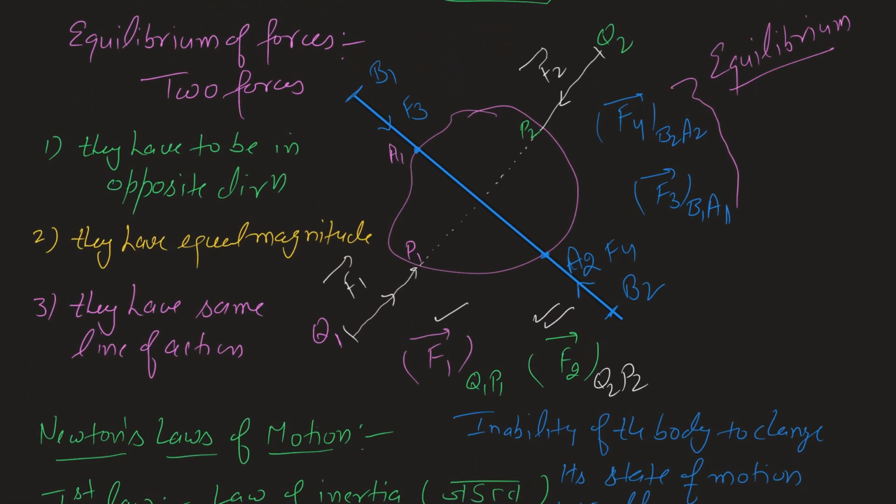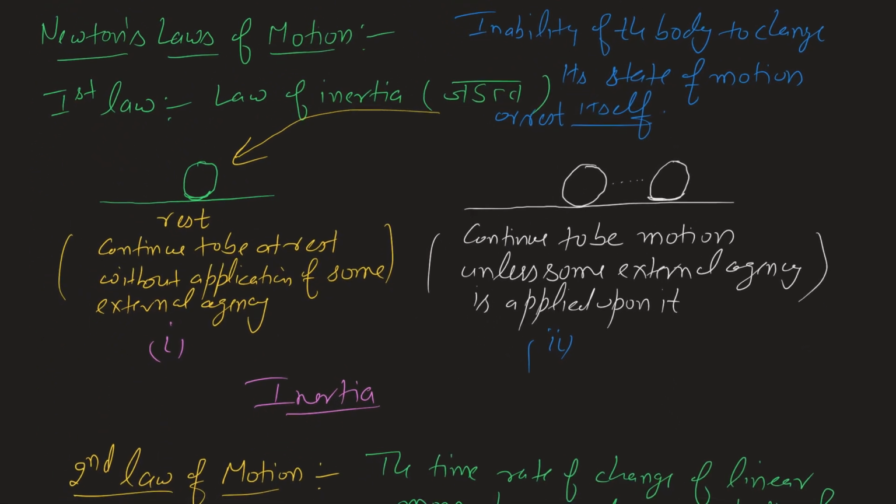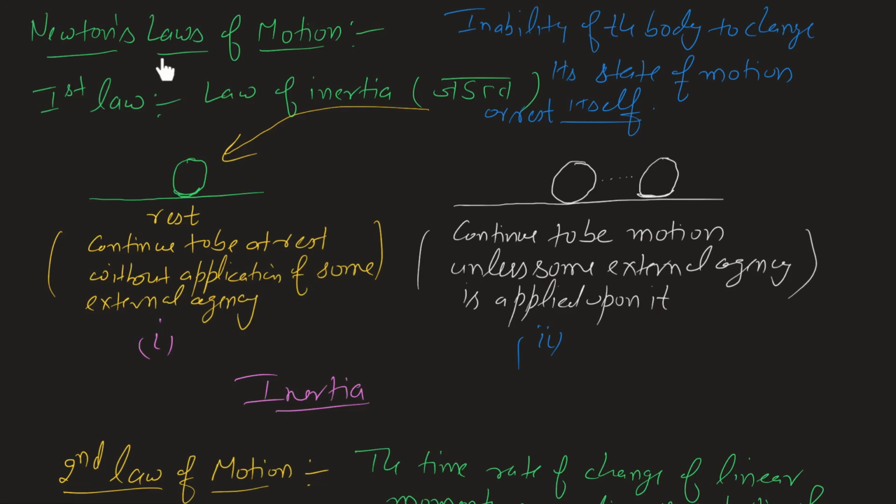Next we studied the concept of the equilibrium of two forces. We have studied it through examples. Next we studied Newton's laws of motion. The first law, the law of inertia, also known as jadatva, is the inability of the body to change its state of motion or rest by itself. If it is at rest, it will continue to be at rest. If it is in motion, it will continue to be in motion. So this is also known as inertia.